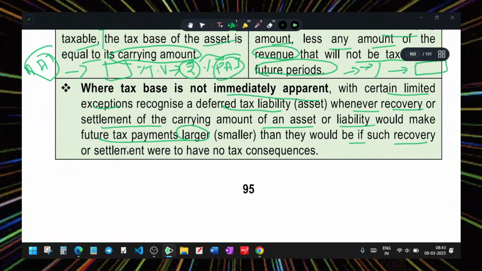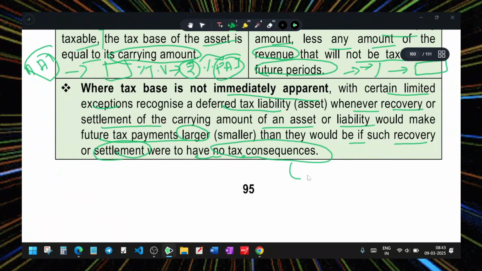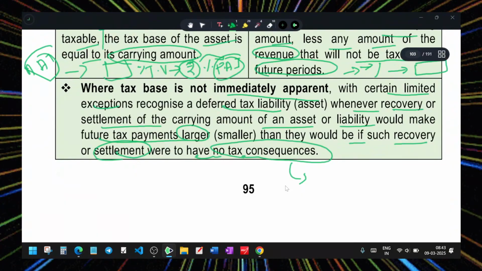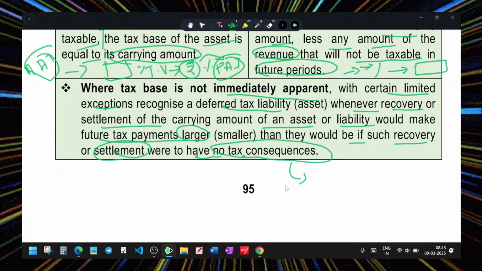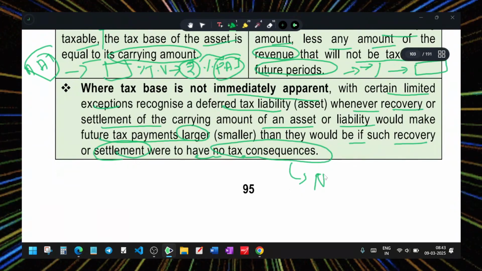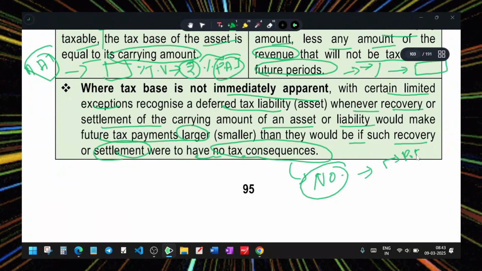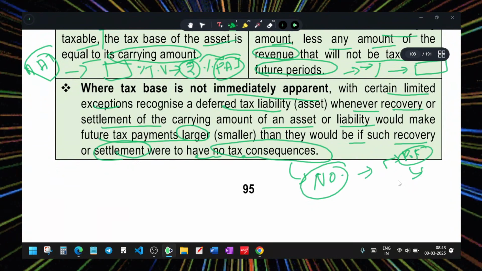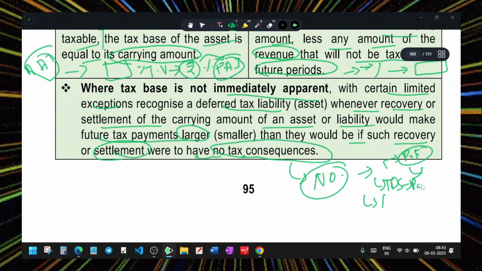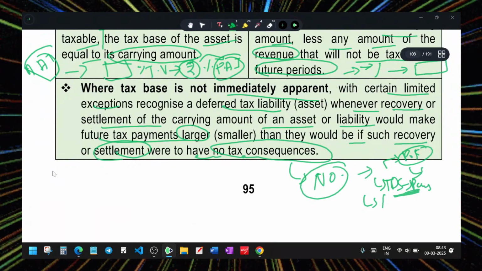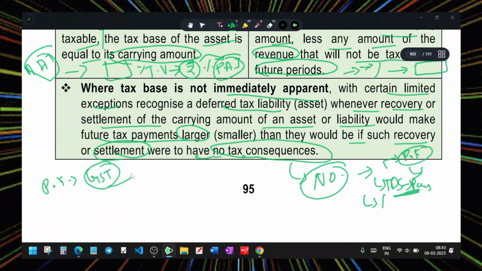That would be if such a recovery or settlement were to have no tax consequences. So whatever that may be, the amount which is going to show in your books of account should be what? After recognition, no tax consequences there. For example, I had paid the professional fees of this much. So TDS to be remitted, you should account for this. TDS payable should be accounted for. That is the rule. When you pay professional fees, you need to add GST, you need to pay right now.